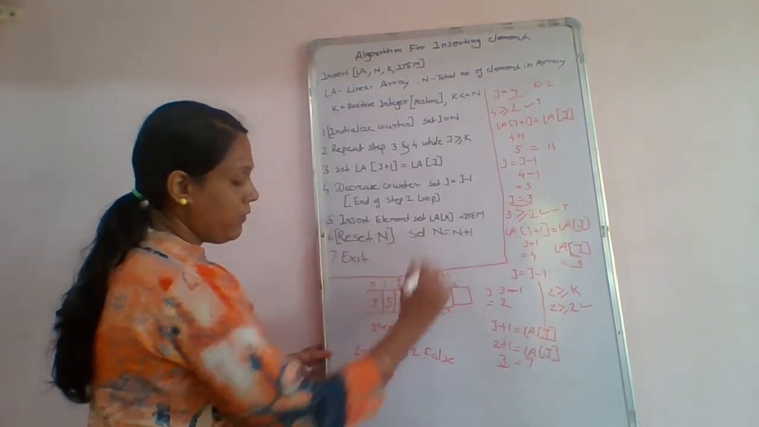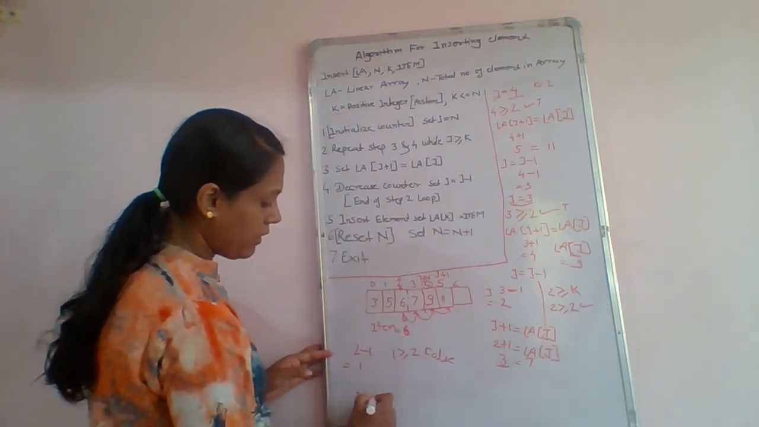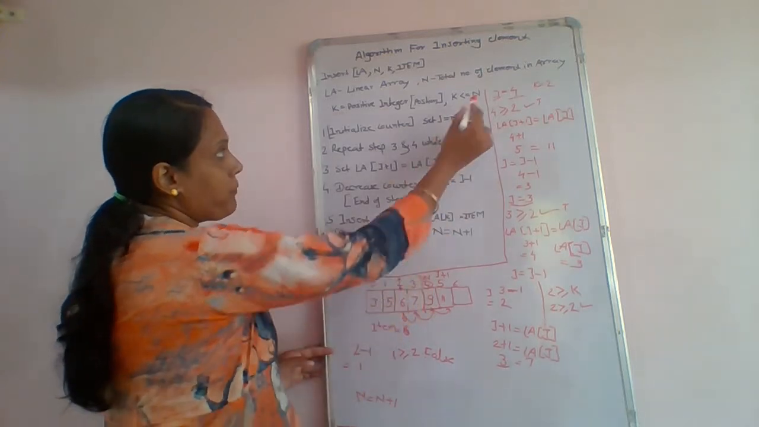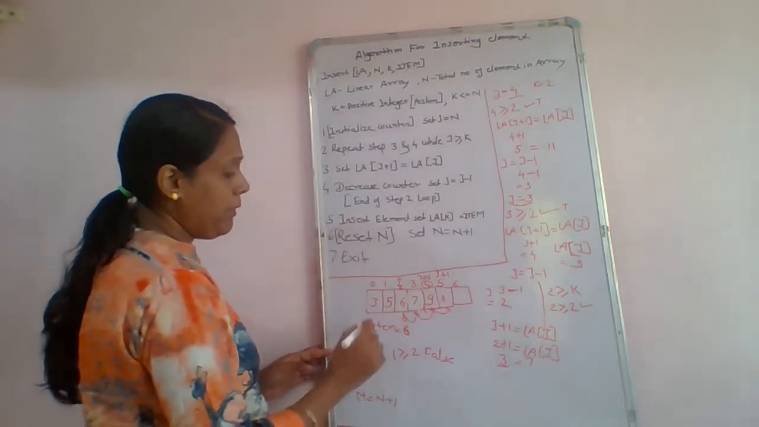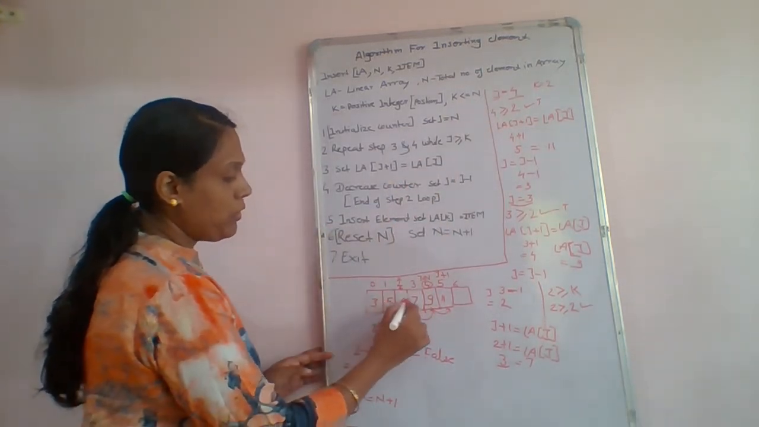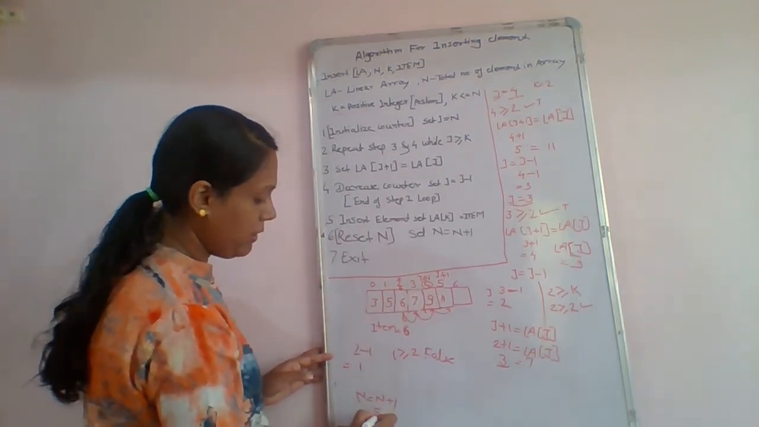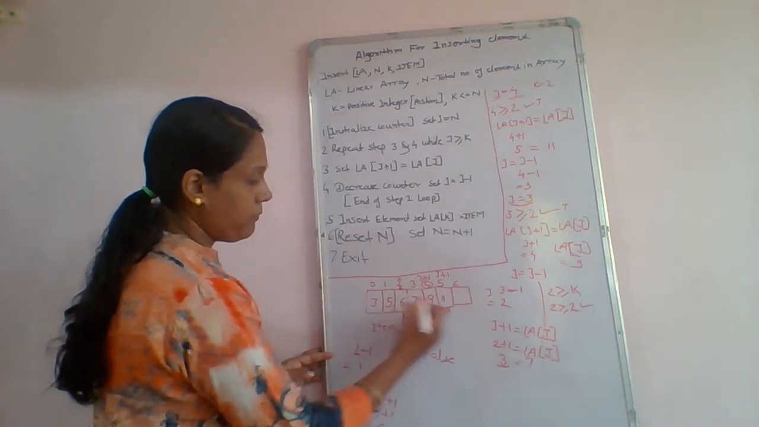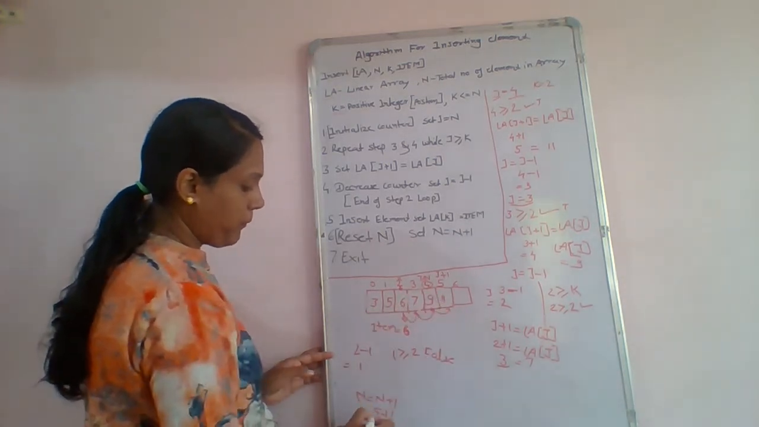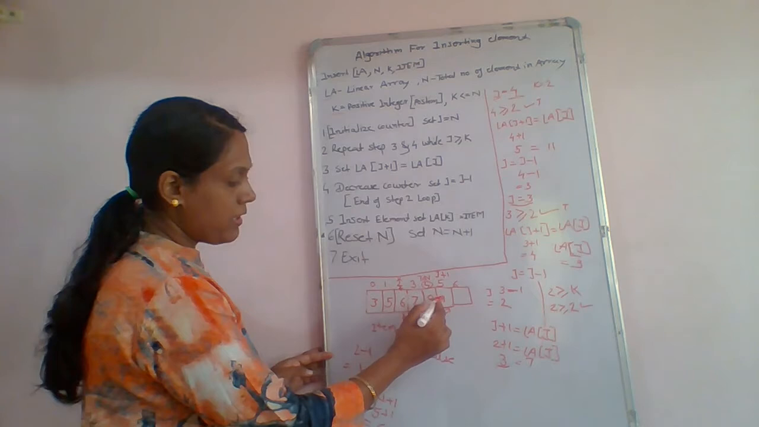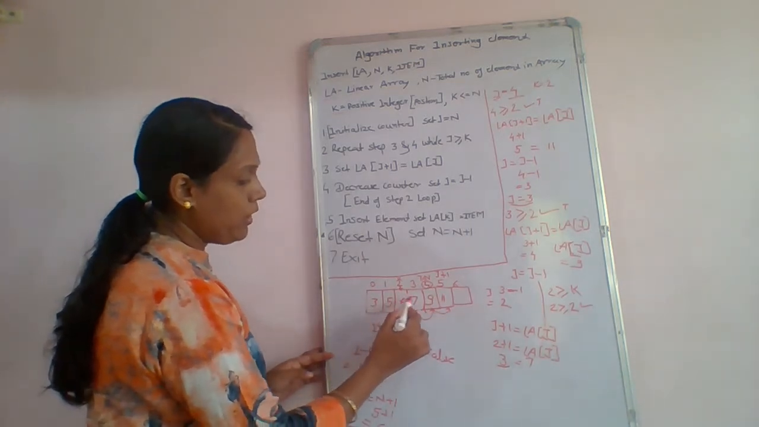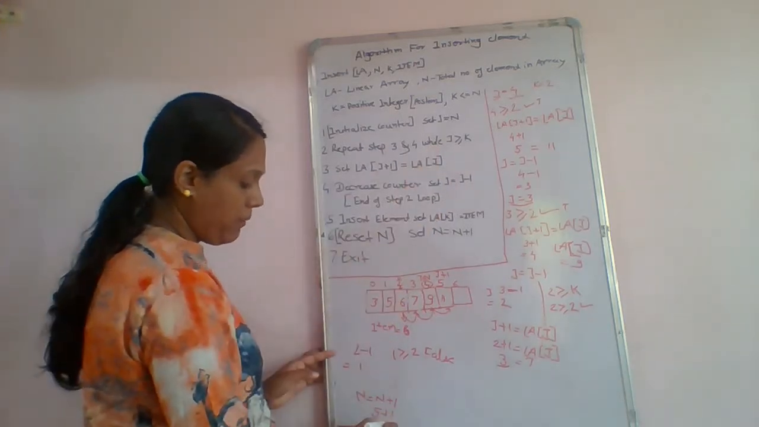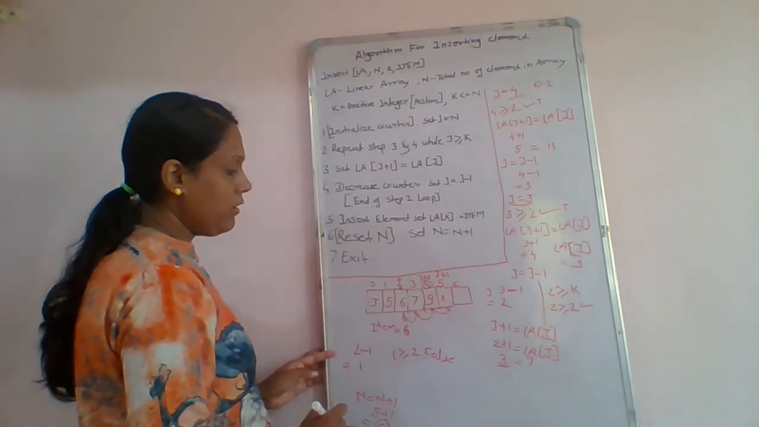Set n equal to n plus 1. n equals n plus 1. What is our previous n? That is the total number of elements: 1, 2, 3, 4, 5. 5 plus 1 becomes 6. So the total number of elements in our array becomes 6: 1, 2, 3, 4, 5, 6. That is 6 elements total in our array.